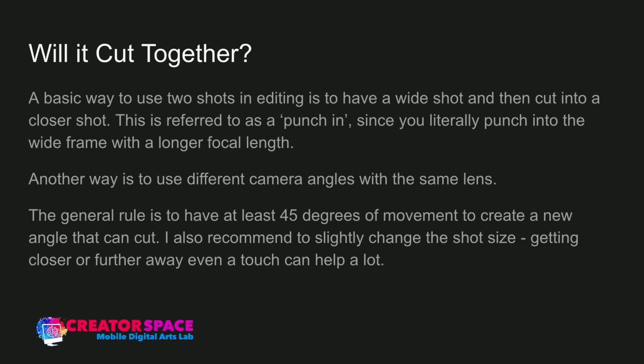So a basic way to use 2 shots in editing is to have a wide shot and then cut into a closer shot, just like what I'm saying there. If I moved in, and the focus needs to be adjusted, but that's referred to as a punch in. So I'm literally punching in from a wide to a bit closer, right? And that could be done with focal length. So I can go on the 35, maybe I go to a 50 millimeter, 85 millimeter to punch in. So I'm not changing the angle, I'm just changing the characteristics of the shot size so it punches in.